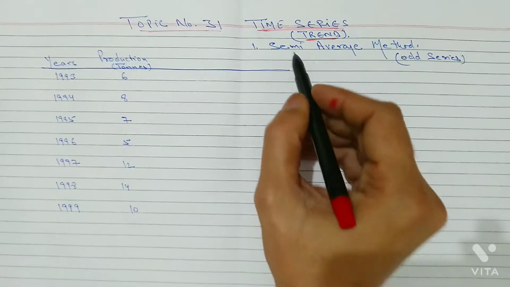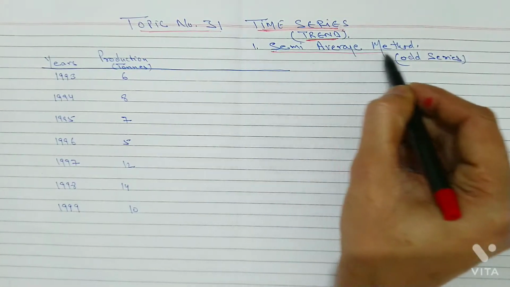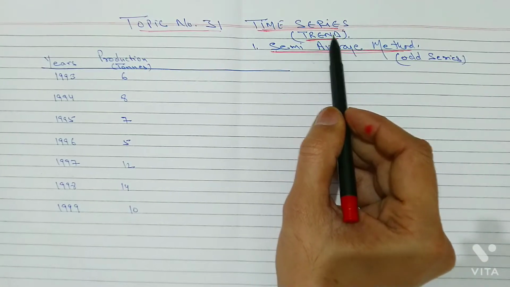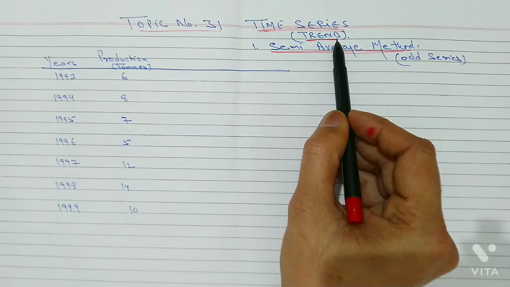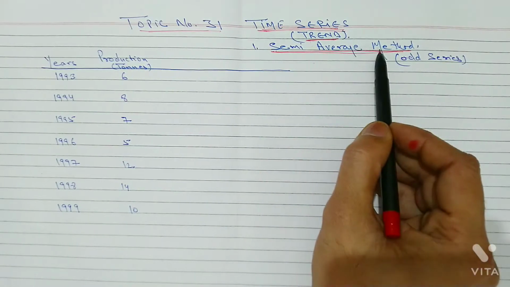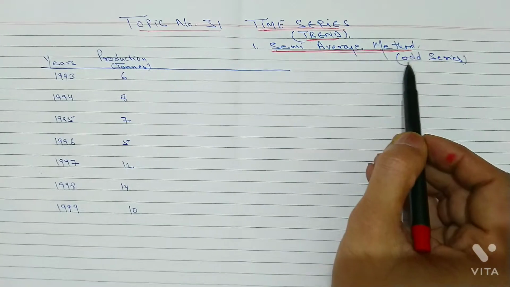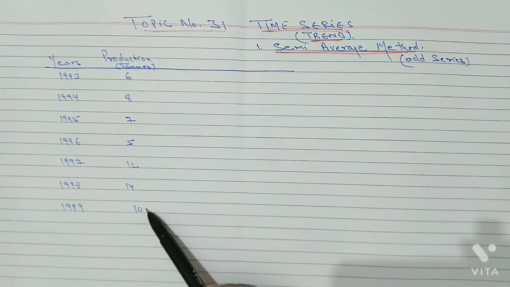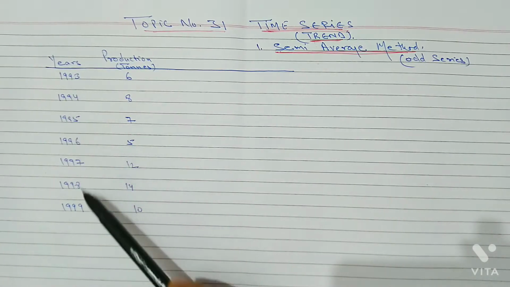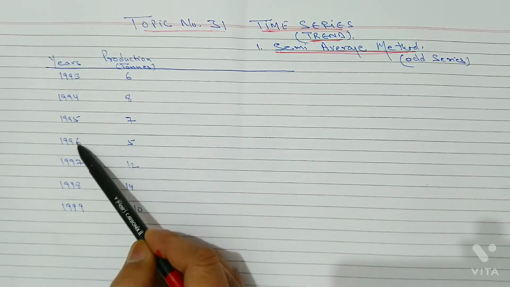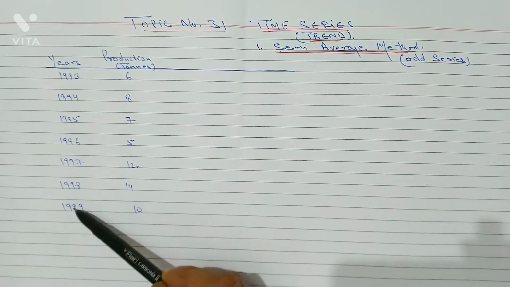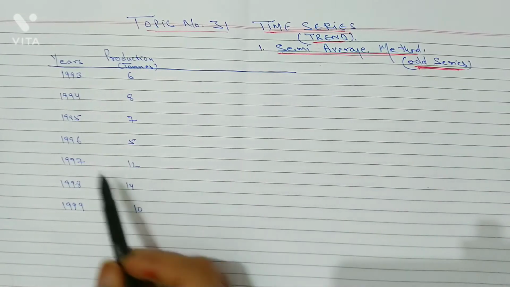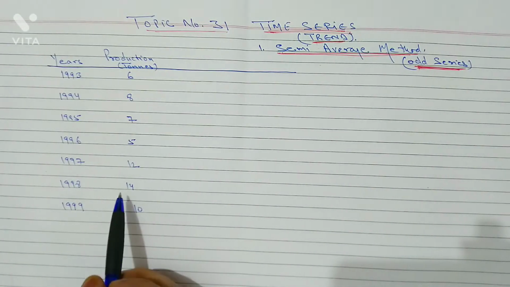Now the first method is the semi-average method. The first method to calculate trend values is the semi-average method. Case number 1 is for odd series. Years are given, production is given: 1993 to 1999, that is 1, 2, 3, 4, 5, 6, 7. Seven means an odd series, and production in tons is given.